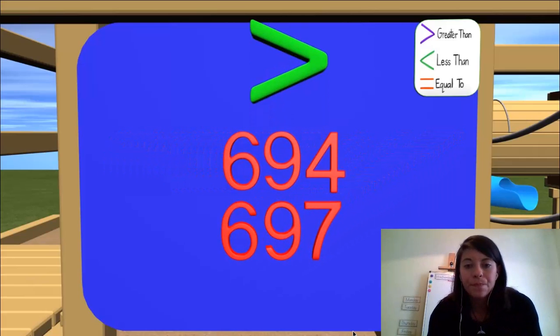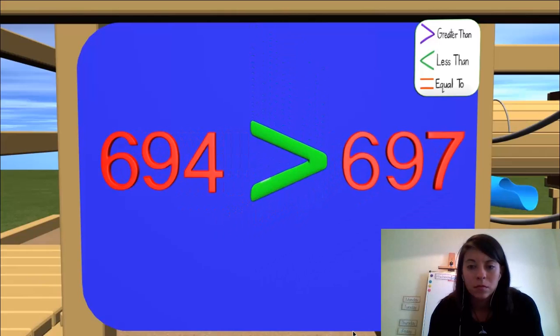Let's start in the hundreds place. Both numbers have 600 in the hundreds place, so the hundreds are the same. Now if we look at the tens place, we see that they both have 90 in the tens place. Now we look at the ones place, and the number on top has 4 ones, and the number on bottom has 7 ones. We know that 7 is the greater number. 697 is greater than 694.